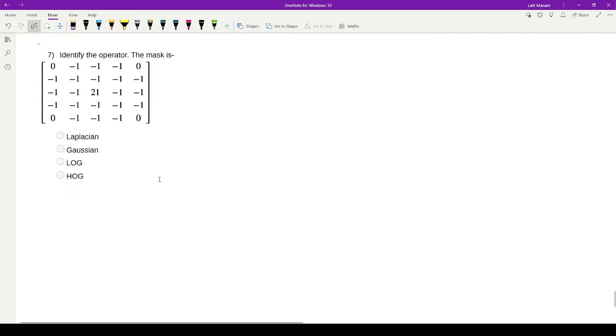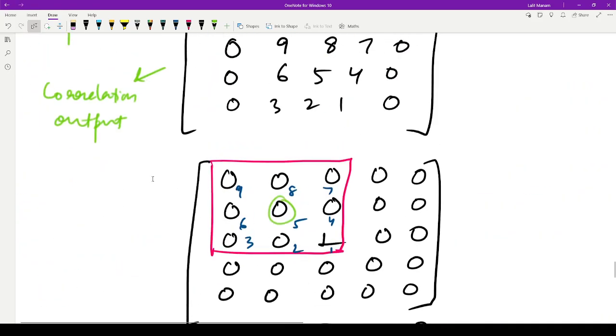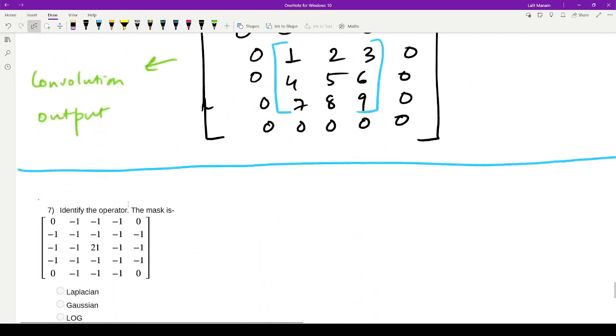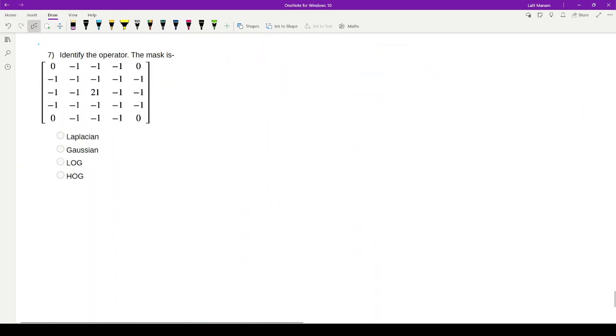So identify the operator. What is this operator? I mean, this is a window given to you like the one given previously. What is this operator? Anyone? Any answers? Okay, leave these options. First, how does this operator look? Does this look high pass, low pass, band pass?